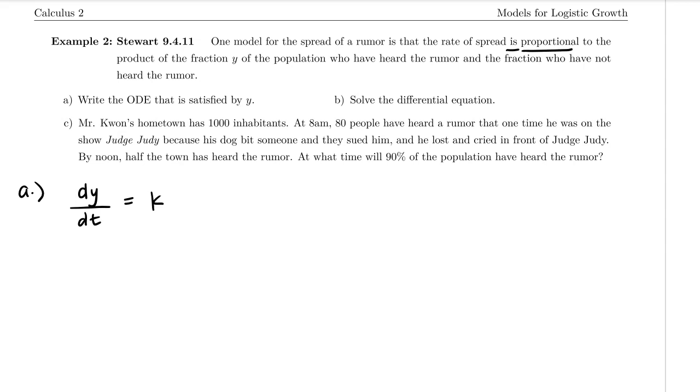it says is, so that's usually the equal sign, proportional, we can put some proportionality constant, k, and then the product of the fraction y of the population who have heard the rumor and the fraction who have not heard the rumor. So the proportion of people who have heard the rumor, we're calling it y, and then we have the word product here. So I'm going to multiply by the proportion of people who have not heard the rumor. So let's think about this with some easier numbers. So let's say there are 100 people, and let's say 20 of those people have heard the rumor.